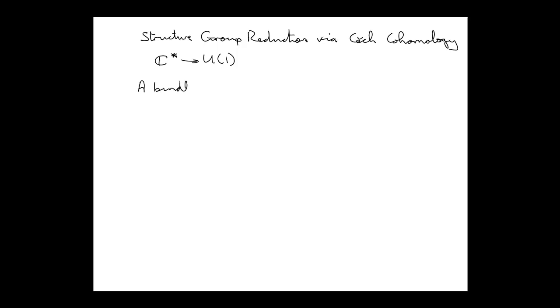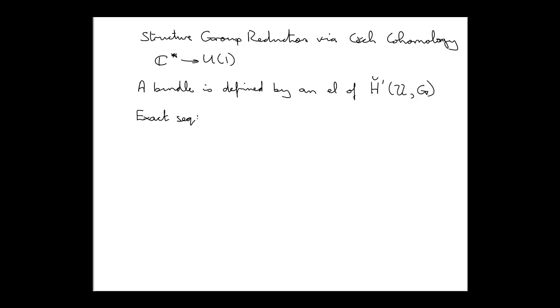Remember, first of all, that a bundle is defined by an element of the first Čech cohomology class. So given a particular cover U, the Čech cohomology class H1(U, G) is the thing that defines the bundle, and that is simply because the cocycle condition is satisfied.